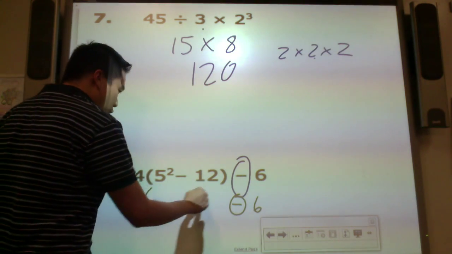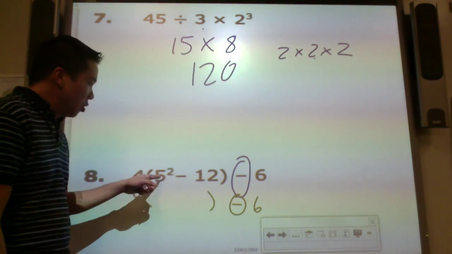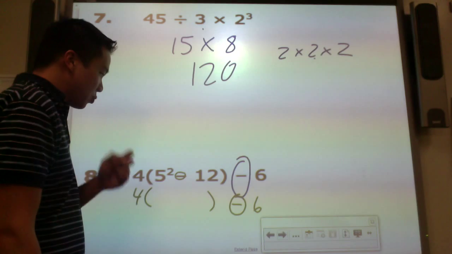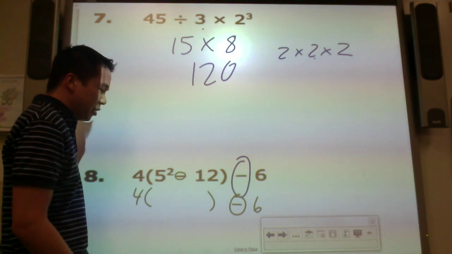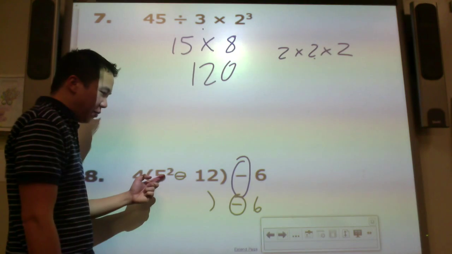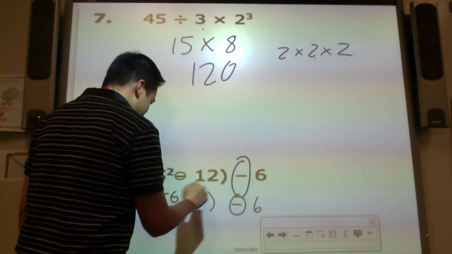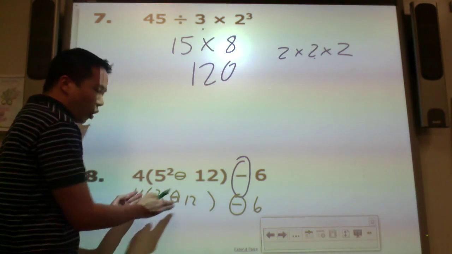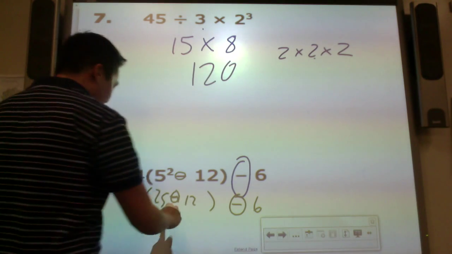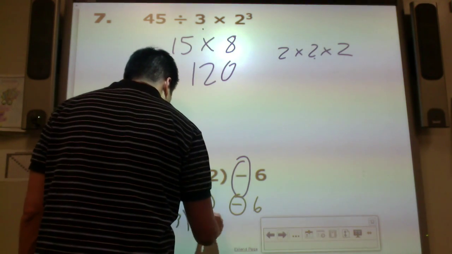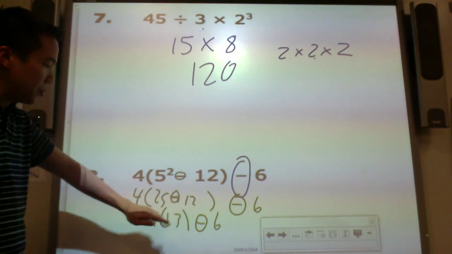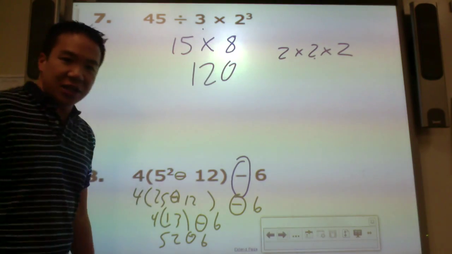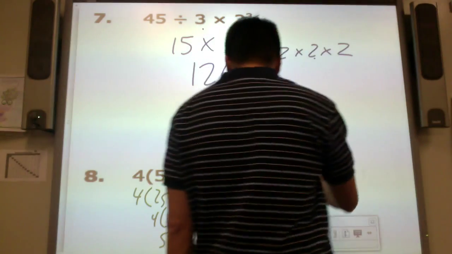So it's 4 groups of what? In this grouping symbol, we see another subtraction operator. What is 5 squared? The first term of this one is 25 minus 12. So what is 4 groups of this? 4 of what? 25 minus 12 is 13. So I'm still solving for the first term. 4 groups of 13 is 52. 52 minus 6 is 46.